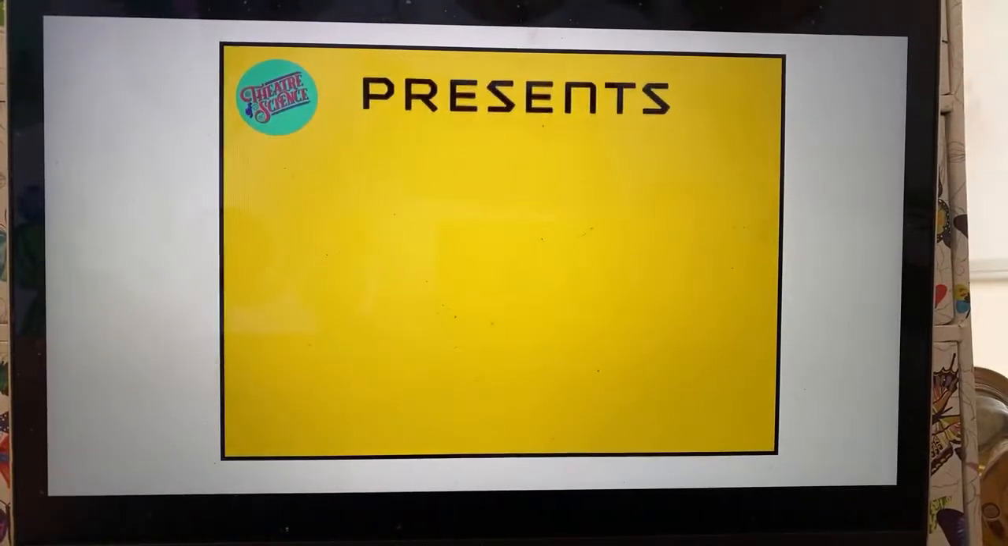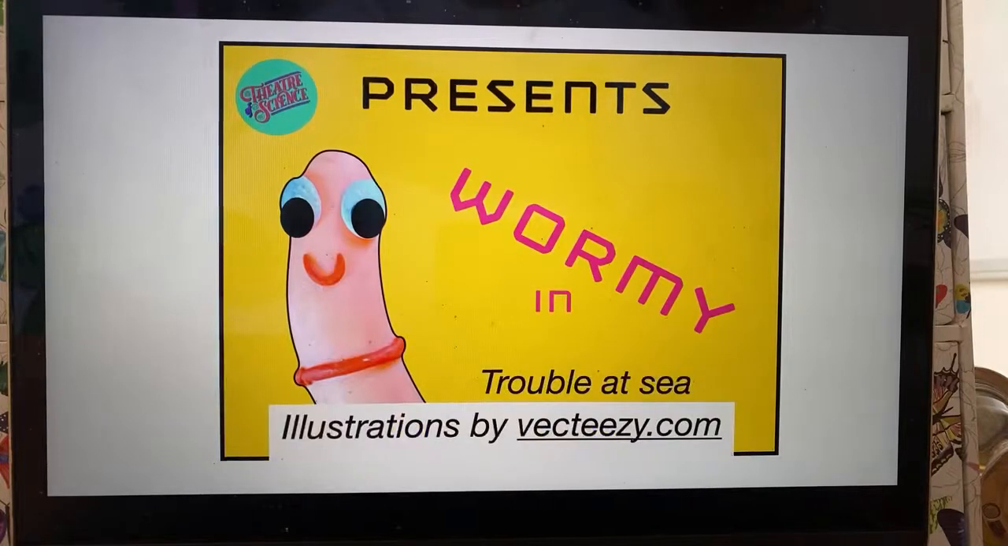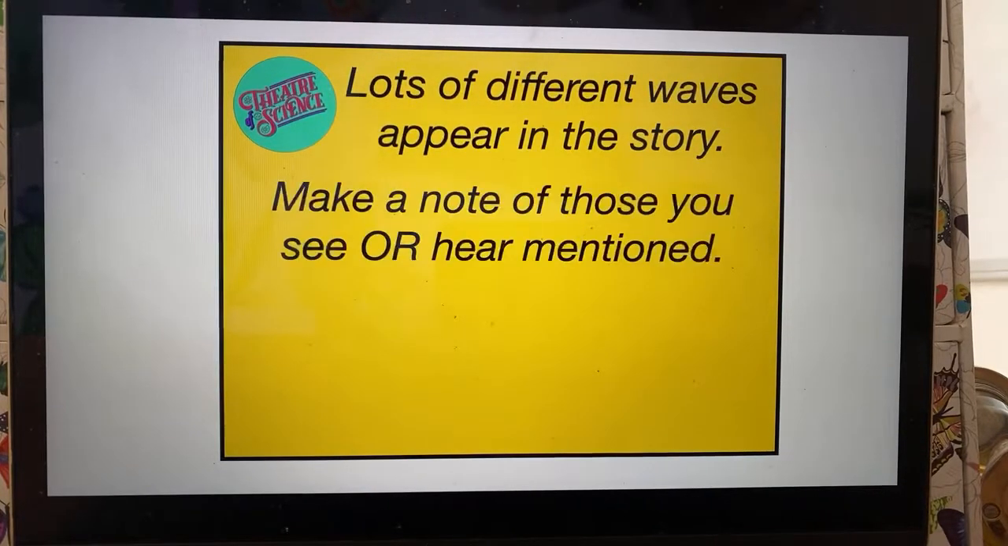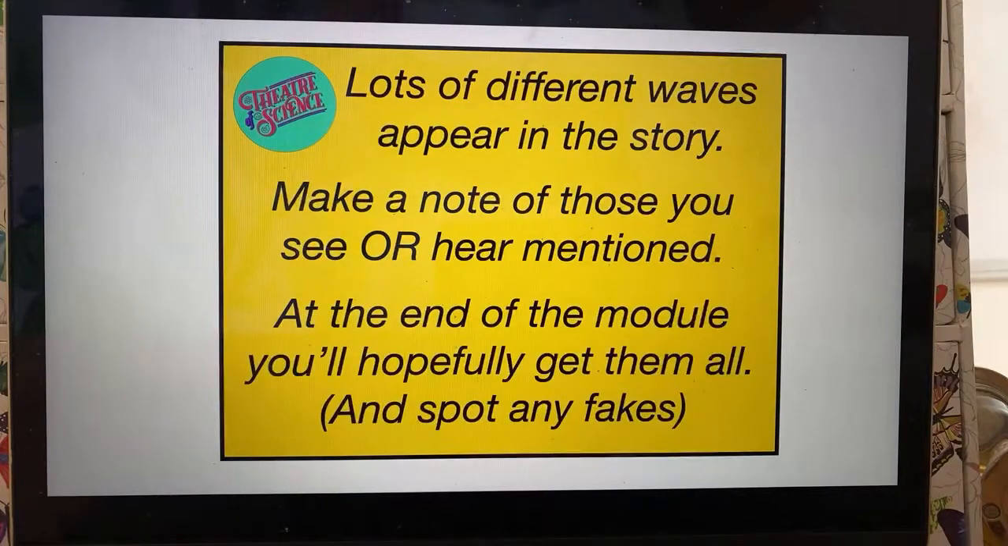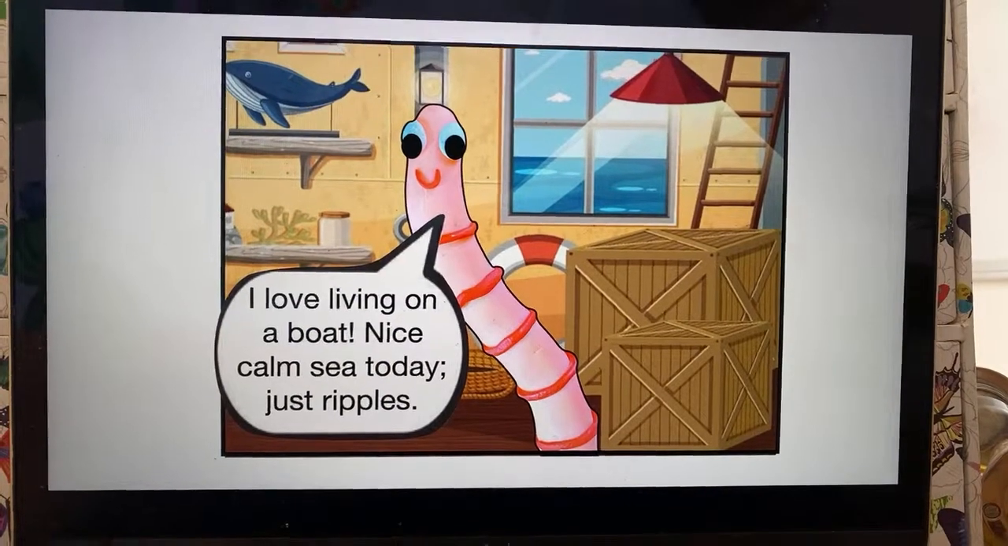Theatre of Science presents Wormy, Theatre of Science mascot Wormy, in Trouble at Sea, images by vectc.com. Lots of different waves appear in the story, make a note of those you see. If you've got your sheet from last week, maybe you can check against that and see if you've learned anything else this lesson. I love living on a boat, says Wormy. Nice calm sea today. Just ripples.